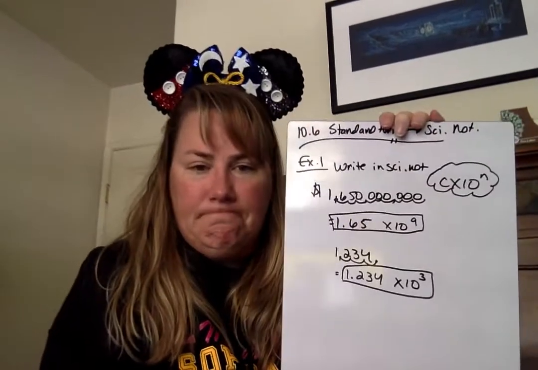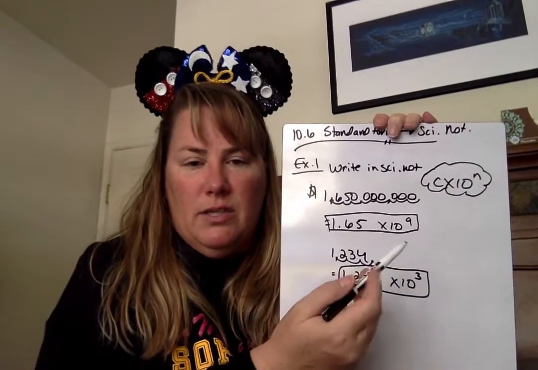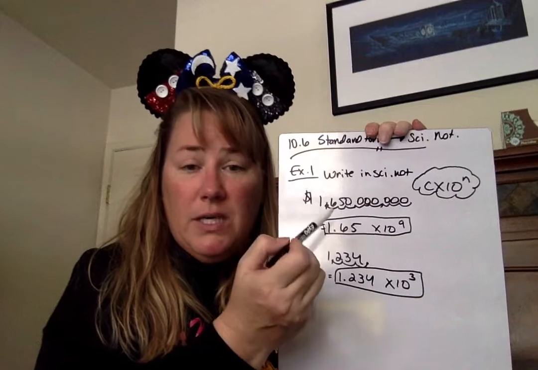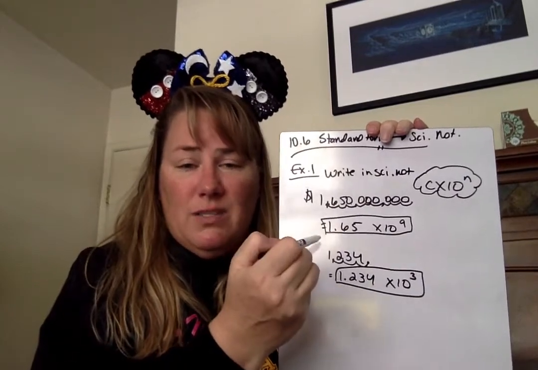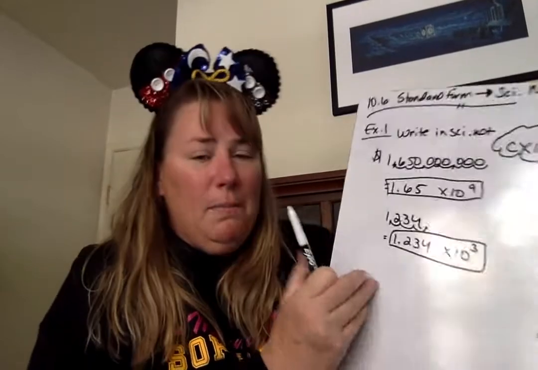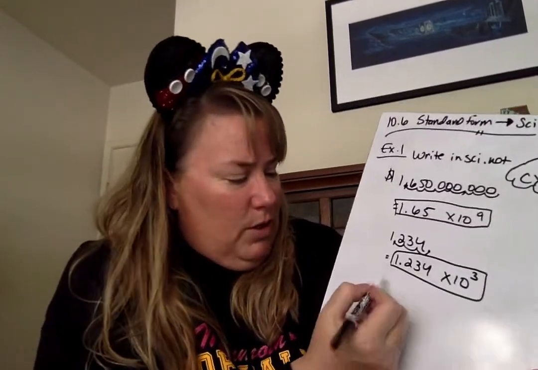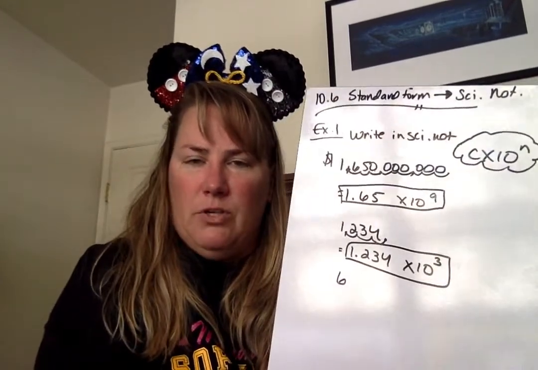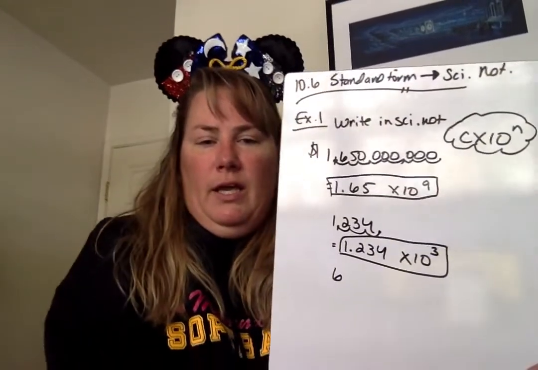And that's it. Notice these powers right here are positive. That's because the standard form number you're starting on is greater than 10. But you can do this with just a number like 6. How would you write 6 in scientific notation?